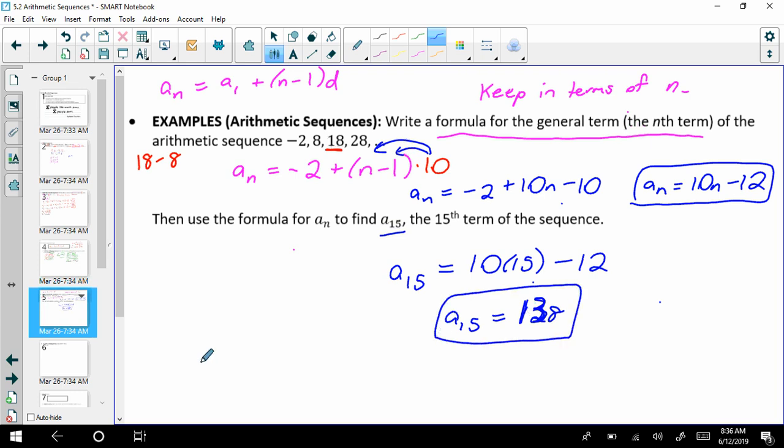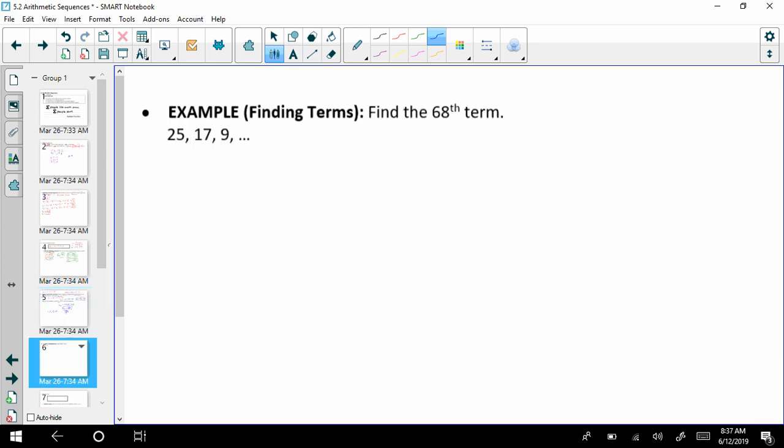It means if I took my sequence and I kept listing my numbers out, when I get to spot 15, that number would be 138. That's what that answer represents. So the formula can be a time saver. So look at this next example.